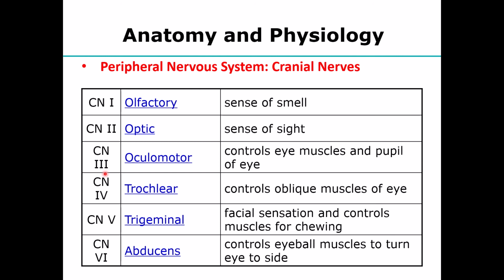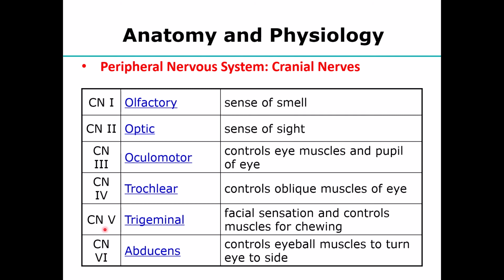Oculomotor has two different functions. One is controlling the movement of the eye, and also it is important for changing the size of the pupil and the thickness of the lens. And I will talk about that when we get to chapter 13 for vision. Trochlear is also controlling the muscles of the eye, and if I go here, abducens also controls the muscles of the eye. So three nerves are motor nerves that are controlling the function of the eyes. One is cranial nerve 3, the other one is 4, and the third one is cranial nerve 6.